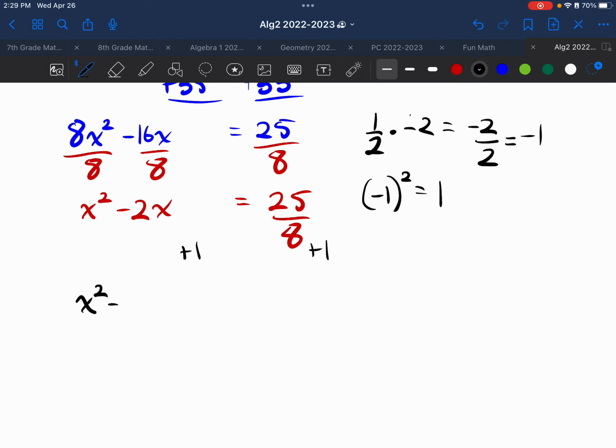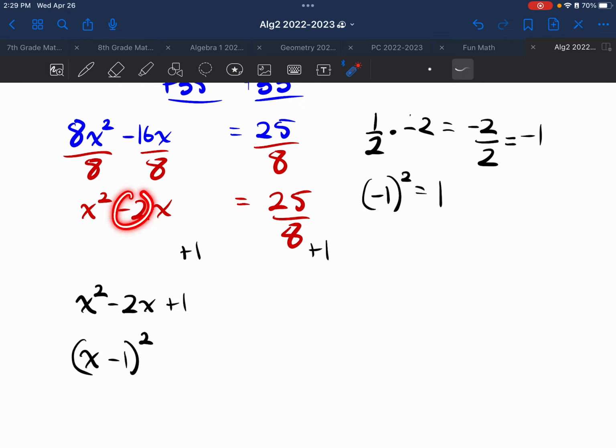I have an x squared minus 2x plus 1, which is a perfect square. This is the same thing as x minus 1 quantity squared. If you're curious about how I got this minus 1, it's always going to be half of this middle term, which will come down here, and it's going to be that quantity squared. On this right side, I can't just add 1 because that's 1 over 1. These denominators don't match. So I need to multiply this 1 by 8 over 8.